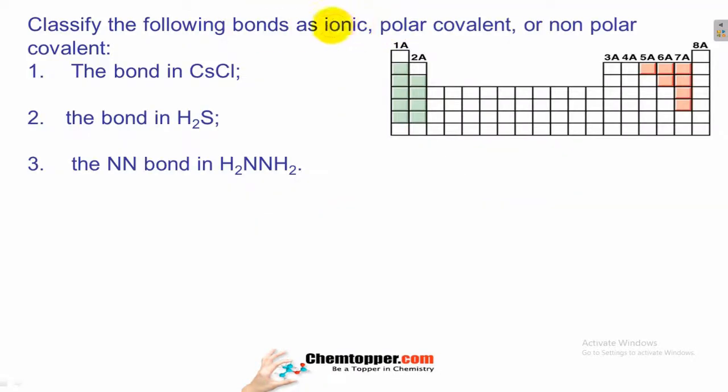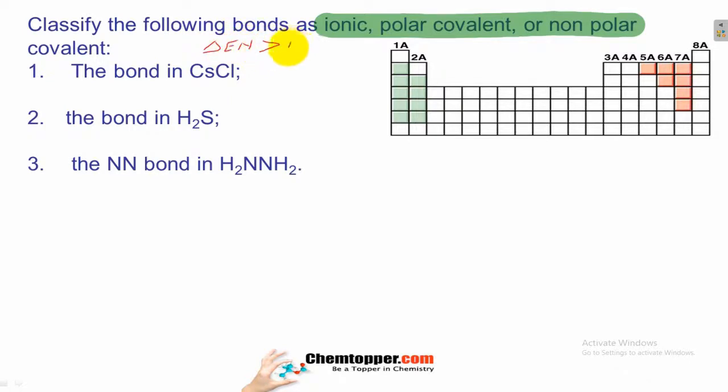In this question, we will identify the bonds as ionic, polar covalent or non-polar covalent bonds. For this, we need to review the concept of difference in electronegativity. If the difference in electronegativity is greater than 1.7, then the bond is ionic because the difference is very large. If it is in the range of 0.7 to 1.7, then the bond is polar covalent in nature. If it is less than 0.5, then in that case it is completely non-polar bond.